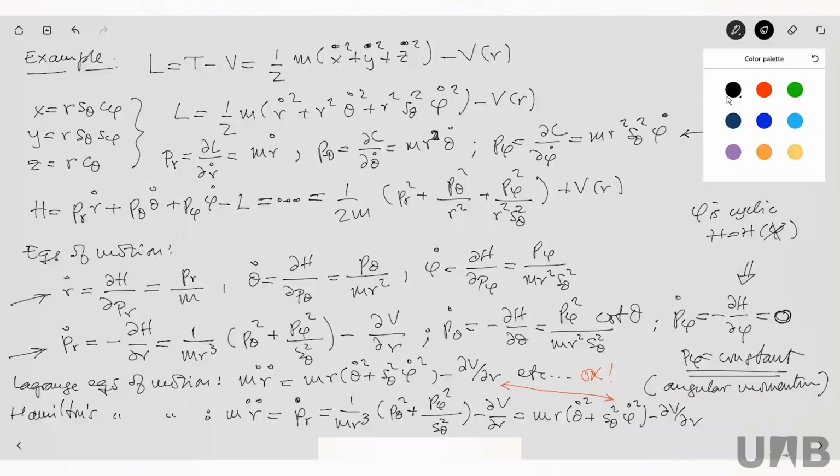And you can do the same thing for the other two, for the equations of motion for theta and for phi. So this is just an example of how you construct a Hamiltonian. I'm sure you have seen this when you discussed planetary motion. So that's it for the example.